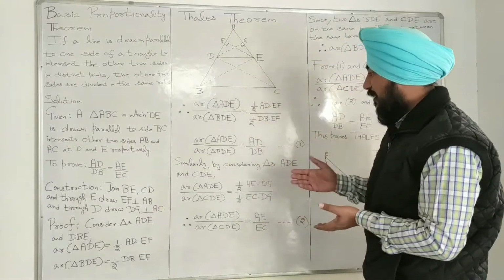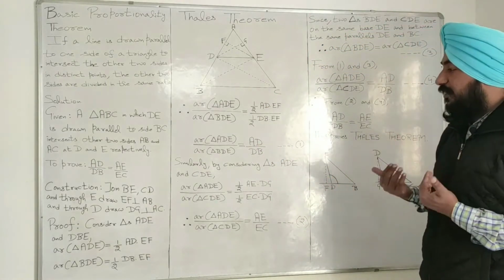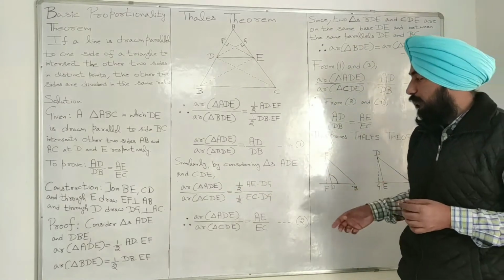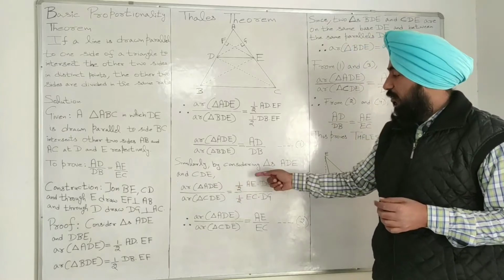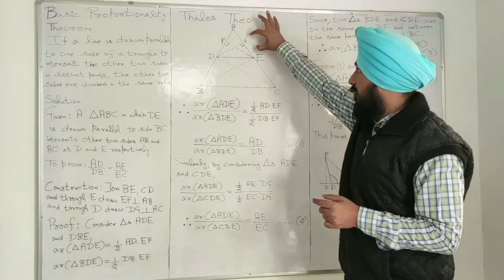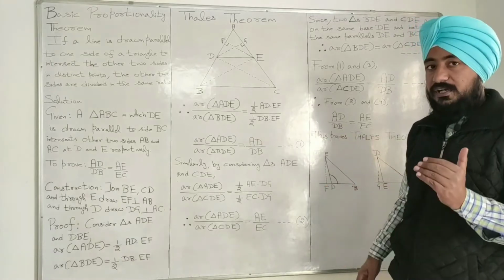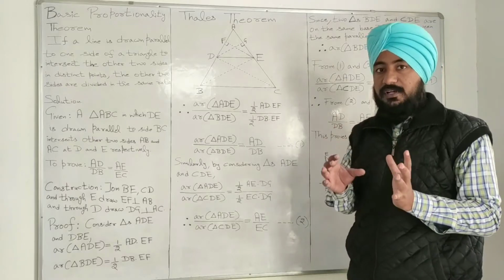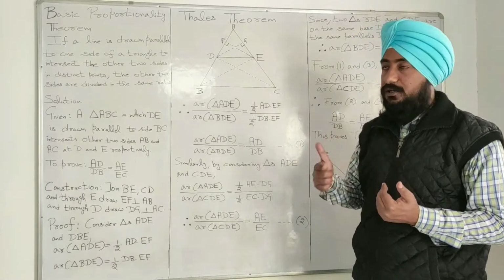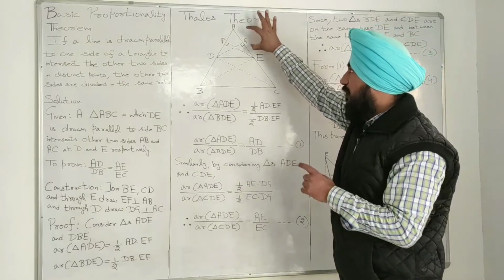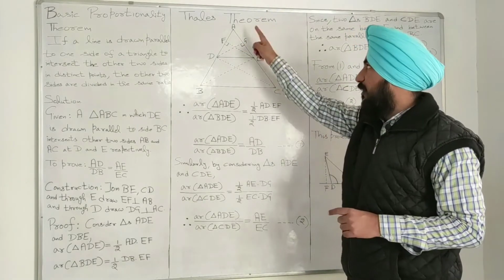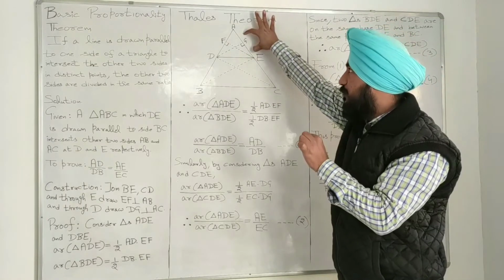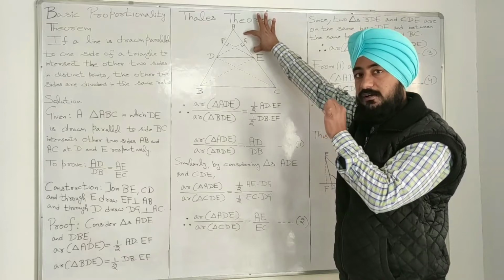Similarly, by considering triangles ADE and CDE, area of triangle ADE upon area of triangle CDE is equal to, first of all, area of triangle ADE, 1 by 2. Now we are taking the base as AE. Why are we taking the base AE? Because now we are taking the height as DG. On whichever side the perpendicular is drawn, that side is called the base of that triangle. So in this case, we are taking DG as the height of this triangle ADE. This height is drawn on AE, that's why AE will become the base of the triangle ADE.